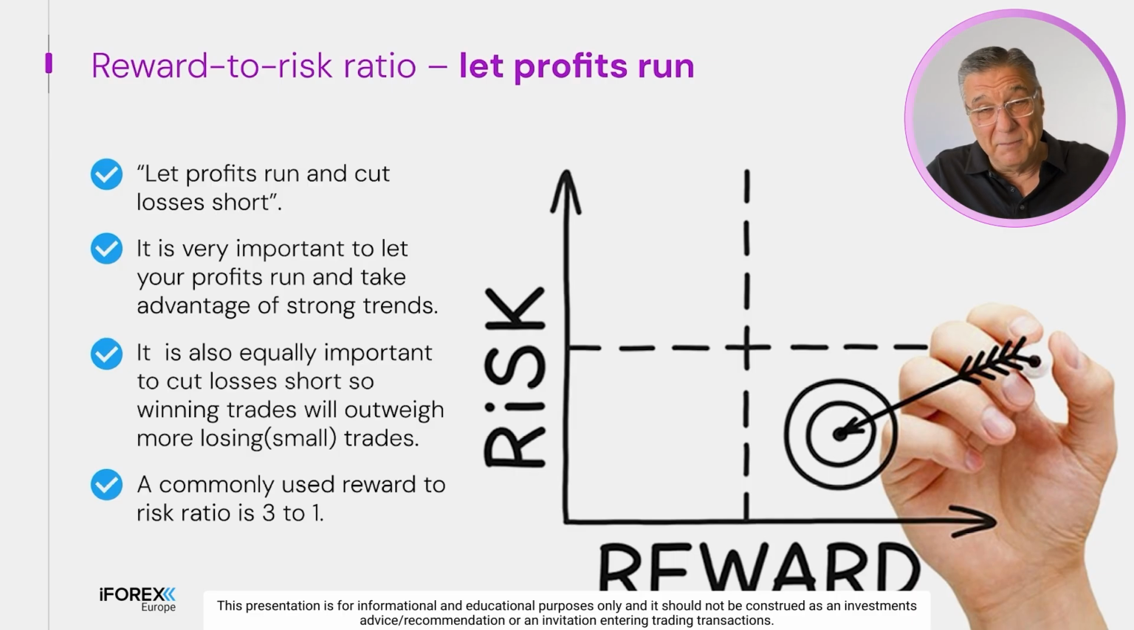of fear. I've seen that many times. We honor our stop loss. It's a predetermined number. We pre-calculated our risk per trade and we have to honor it. So it's very important to cut losses short. So winning trades will outweigh the many small losing trades, right? So we want larger profits and smaller losses. A commonly used reward to risk ratio is 3-1. Of course, you can adjust it as per your profile.